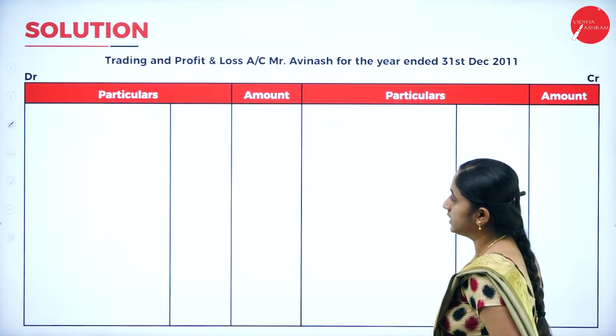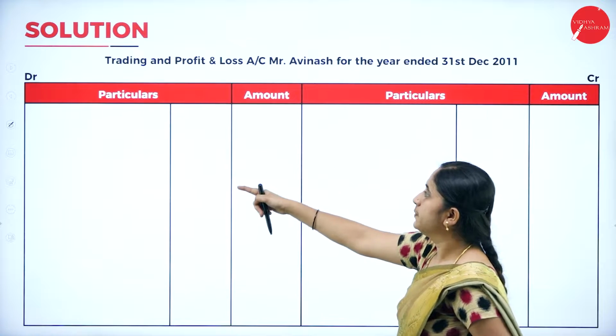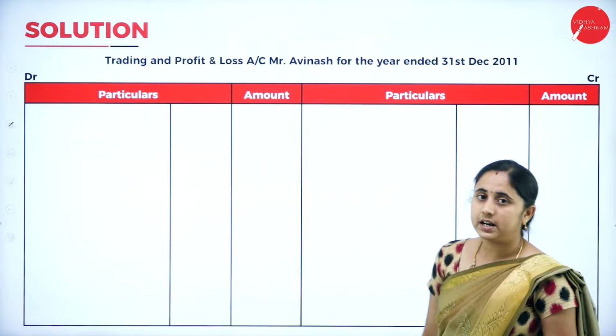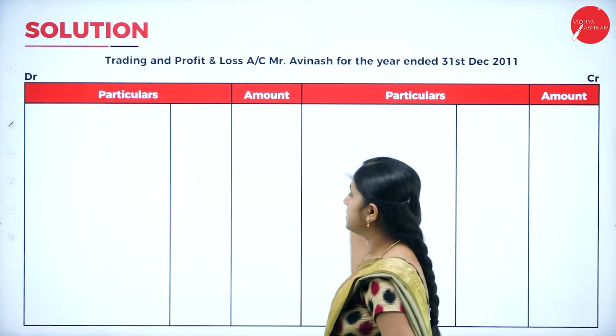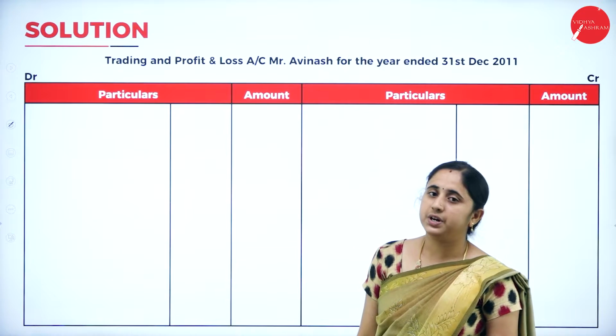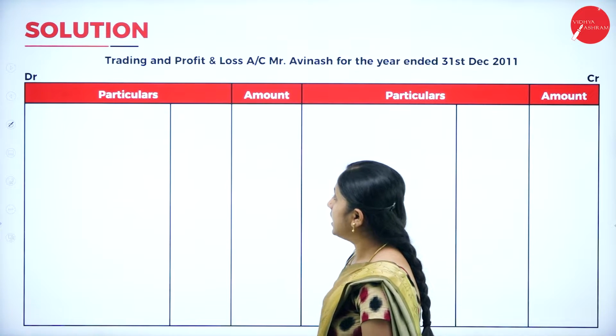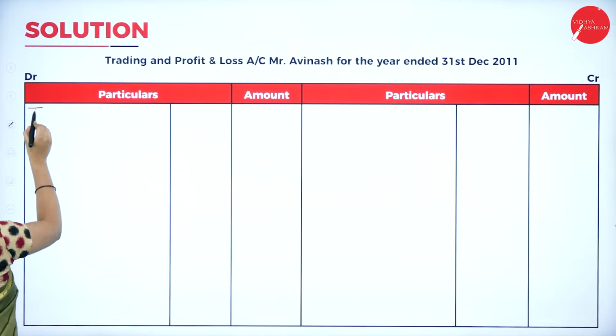Debit and credit. On the debit side, all the indirect and direct expenses. On the credit side, direct and indirect incomes, as well as the trading activity like purchase and sales. First, start with the trading account.